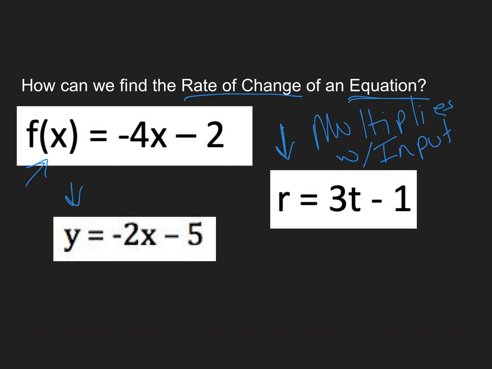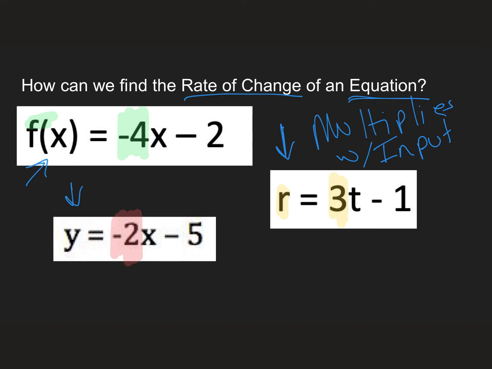So, if we look at this first equation here, my rate of change is -4. The negative goes with it. That's my rate of change there. If I look at r, my rate of change is 3, because 3 multiplies with t, which is my input on my independent variable. And finally, if you look at this last one, my rate of change is -2, because that's what's multiplied with my x. This only works when these are in this format, where you have your output equals something times your input. So your output equals something times your input minus 2.